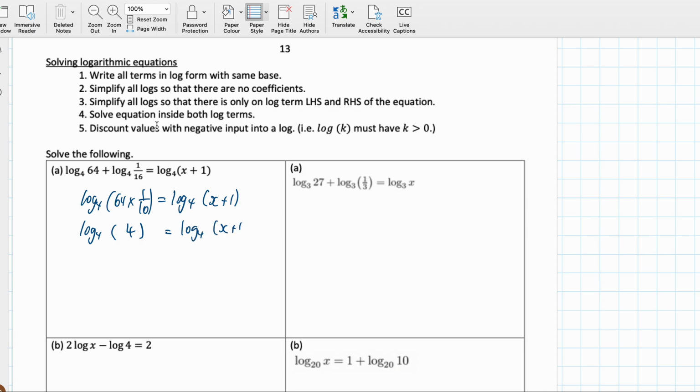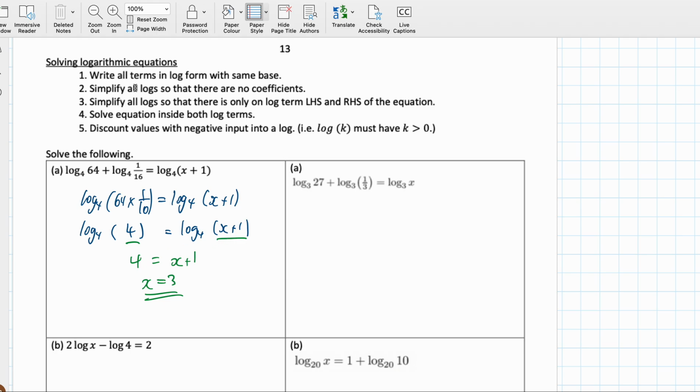Now the next part says solve the equation inside both log terms. Now that we've matched these log 4s, it stands to reason that the insides must also be equal. So let's pull that out: 4 is equal to x plus 1, therefore x is equal to 3. These are quite satisfying, right? There's plenty of these to practice, but that's just the premise of these.